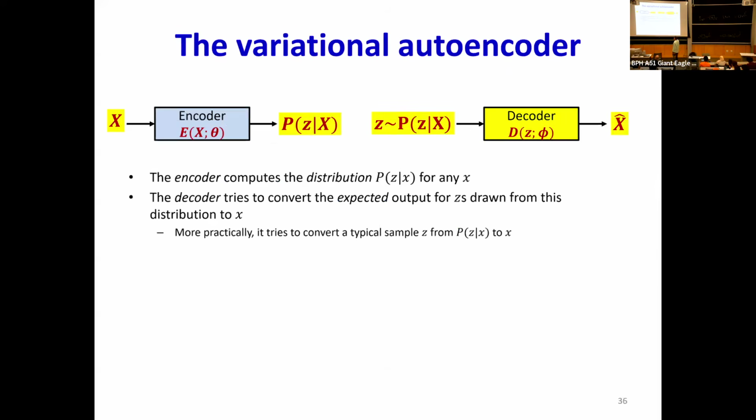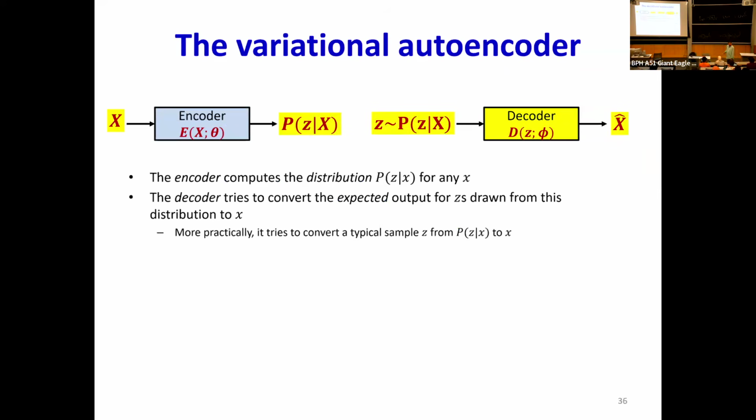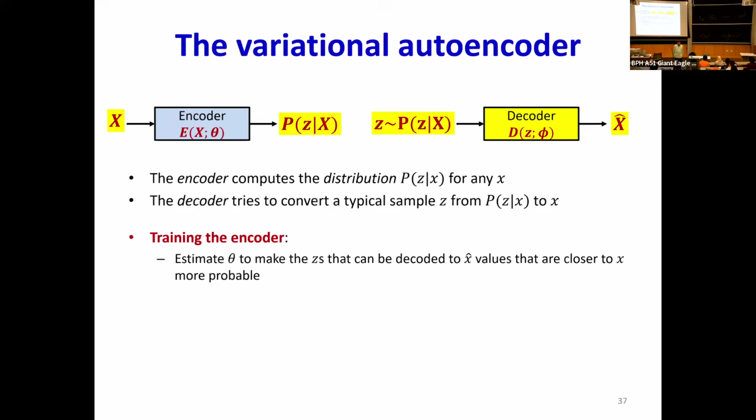So this is the variational autoencoder, because again, minimizing the error over all possible z's is challenging. So we're going to find a lower bound, a variational lower bound. Actually it's a variational upper bound to the error, and that's what we minimize, or a variational lower bound to the likelihood, which is what we maximize. And so here's what we have. The encoder computes the distribution of z's for any x. The decoder tries to convert the expected output of all the z's to the target x, or more typically it picks one random sample from these z's.